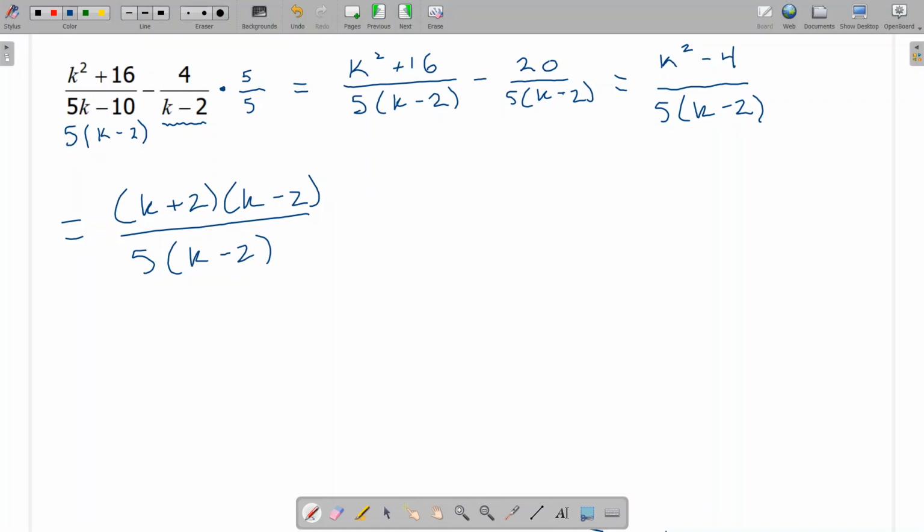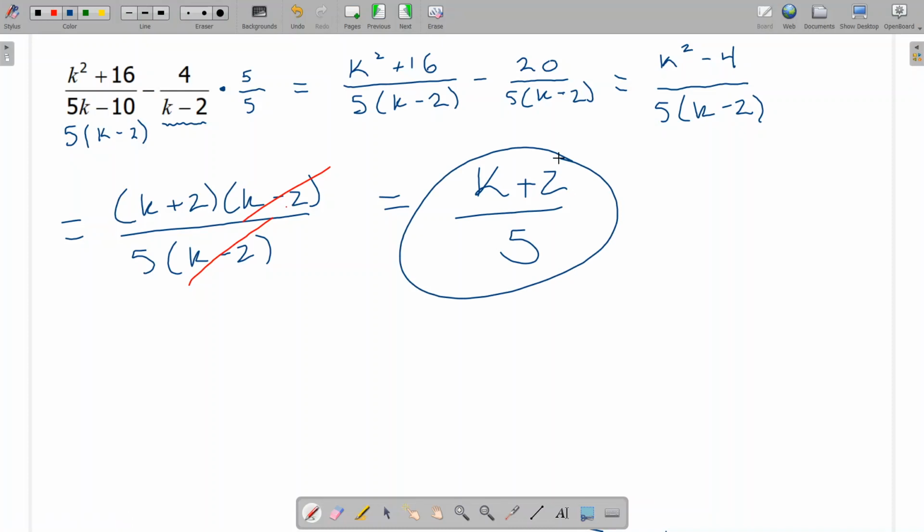And then we can cancel that common binomial of k minus 2. So our final answer here is (k plus 2) over 5. Now, something I want to point out is a lot of people make the mistake at this step here that I just starred. They make the mistake of trying to factor the numerators before they combine the two rational expressions together. That isn't going to get you anywhere. That's just going to confuse you more.